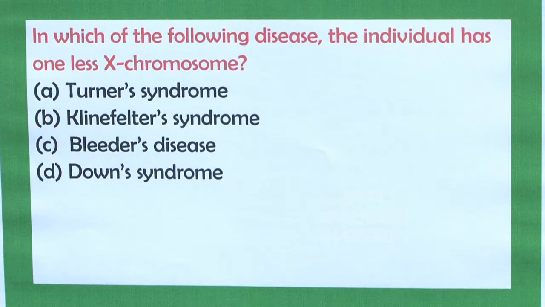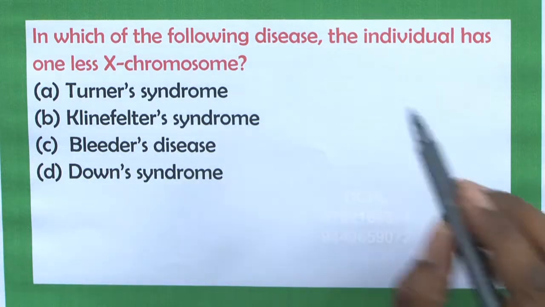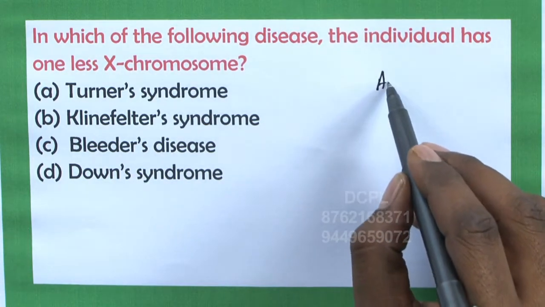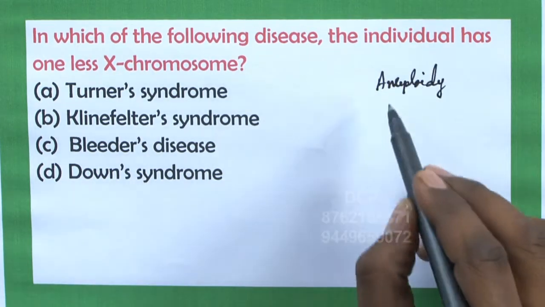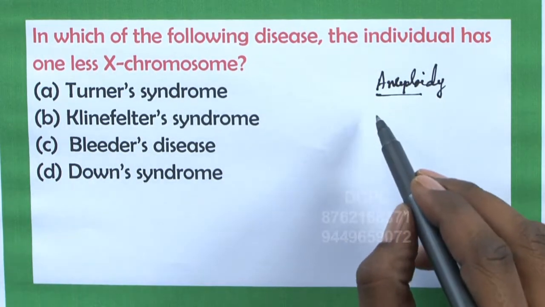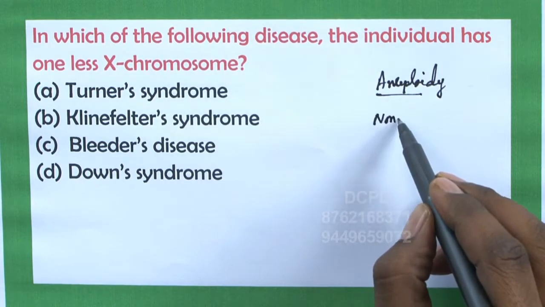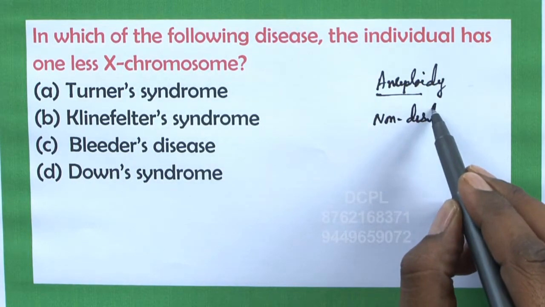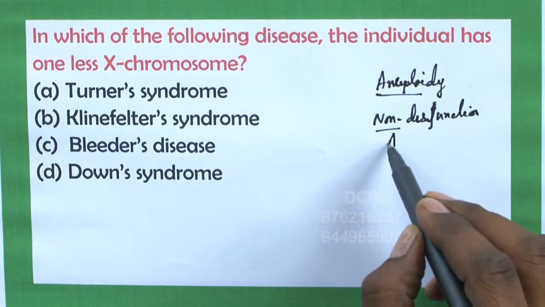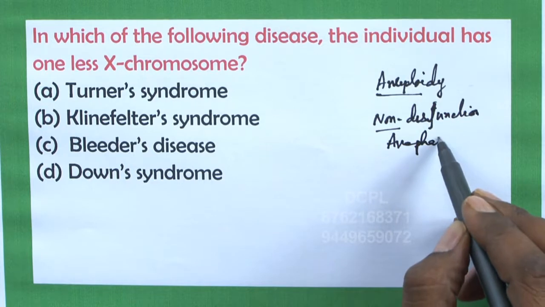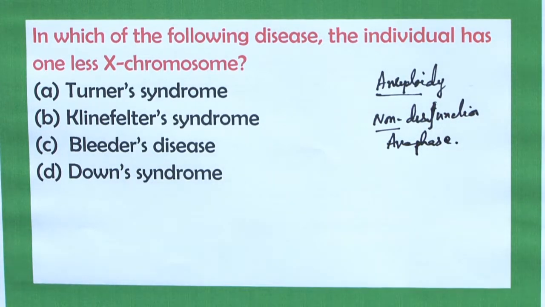Dear students, before going to the next question based on chromosomal disorders: chromosomal disorders occur because of an unbalanced set of chromosomes, called aneuploidy. Aneuploidy occurs due to non-disjunction of chromosomes during anaphase, that is, failure of chromosomal movement during anaphase.